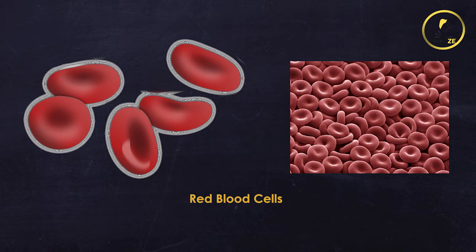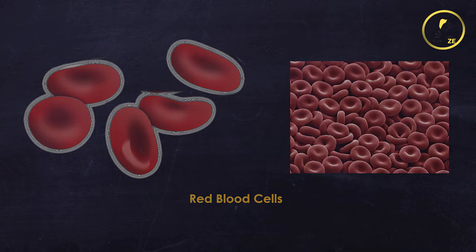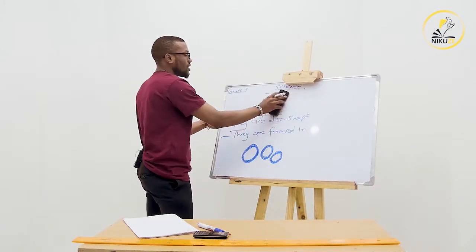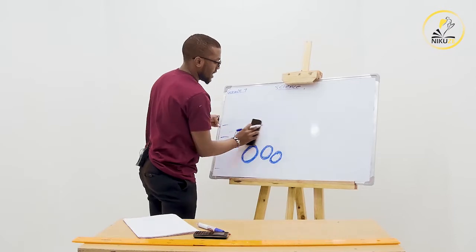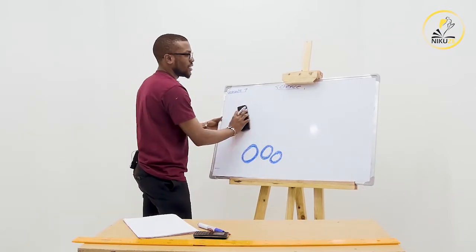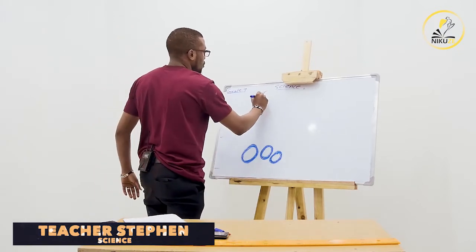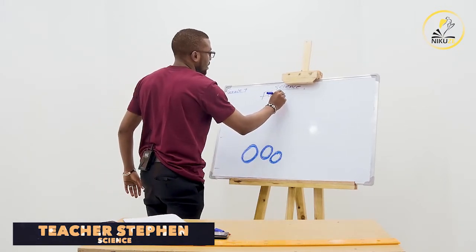Now let's look at the functions of red blood cells. How do they function in blood? How do they help in our body? What do they do in blood? Functions of red blood cell.